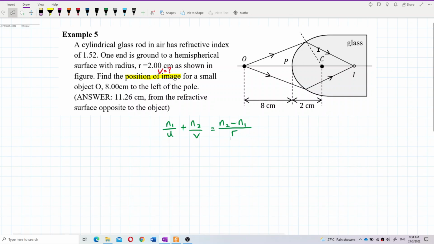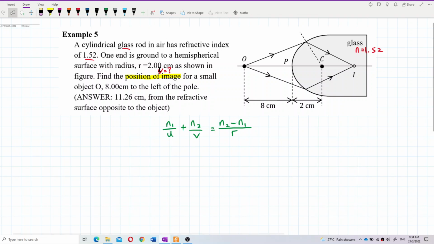R is the radius of the spherical surface. Here it gives us 1.52, which is the refractive index of the glass. So write down over here, the refractive index of glass is 1.52. That's for glass. And then it has radius 2 cm, so write down also the radius.